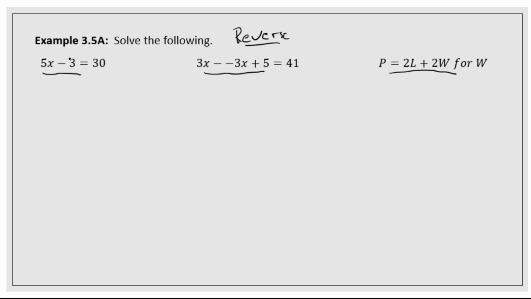So in reverse, I would add 3 to each side first. That's easier. I could divide both sides by 5, but the problem is I have to then divide 3 by 5. So it's easier just to add 3 to both sides. And here is a number, and its opposite, cancel, right, is 0. So I get 5x equals 33. Now I can divide both sides by 5. And it's either x equals 33 over 5, because these cancel, or x equals 6 and 3/5.